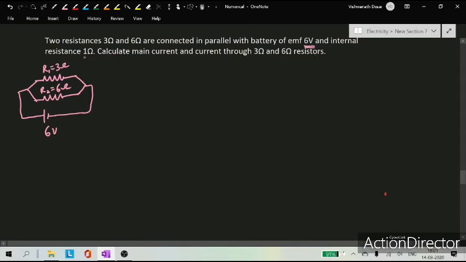The internal resistance of the battery is also given here. This is 1 ohm, so r is equal to 1 ohm. The EMF is given as 6 volt. Calculate the main current I. What is the value of this main current I they are asking? So I is equal to how much? And the current through the 3 ohm and 6 ohm also. Here the current I is coming. When it reaches the junction, it splits into two branches. One I will call I1 and the other I will call I2.